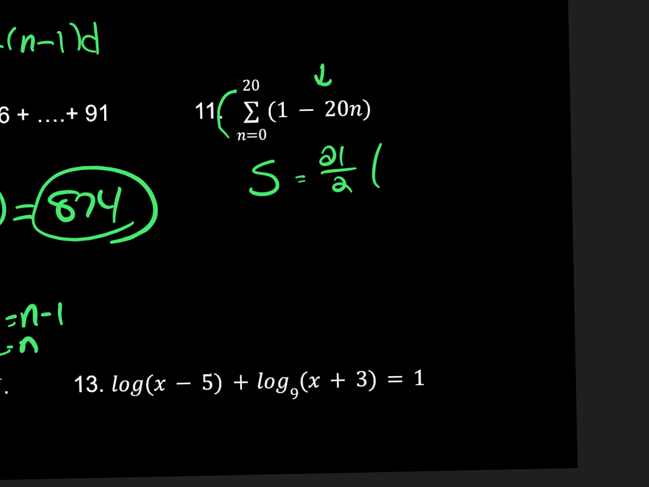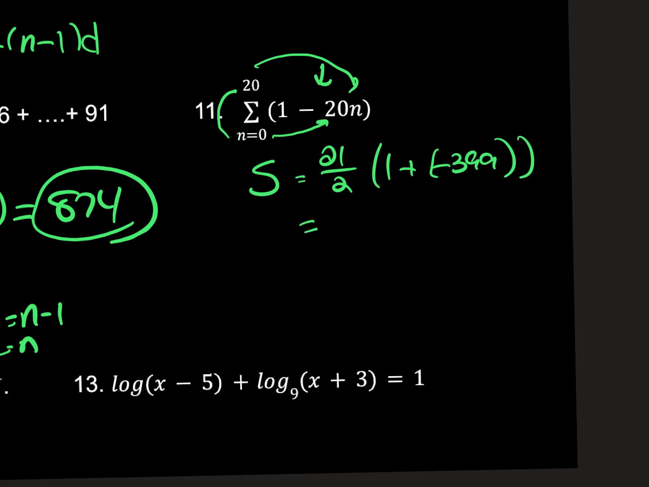The way you get the first term is I'm plugging in the 0 in there. And if I plug in 0, I just get 1. And the way you get the last term is you plug in 20. 20 times 20 is 400. 1 minus 400 is negative 399, which is pretty big.